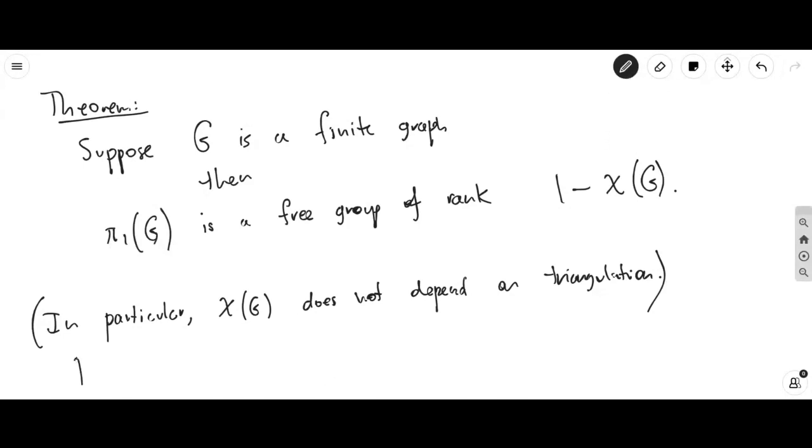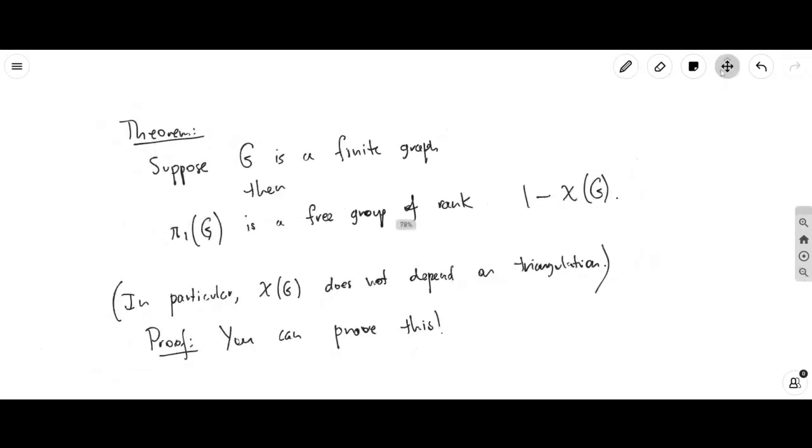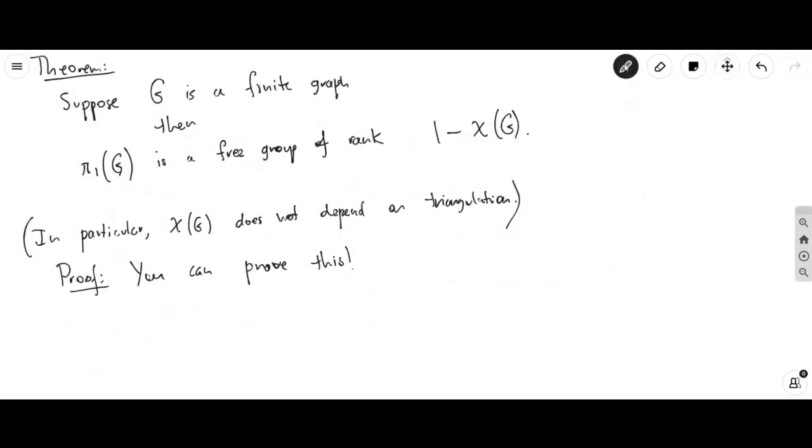And proof, well, here's something very nice. You can prove this. It's really not that difficult. The previous example that we did really contains the main idea. You just have to figure out a way to make that a little bit more general, and then you have a proof of this result.